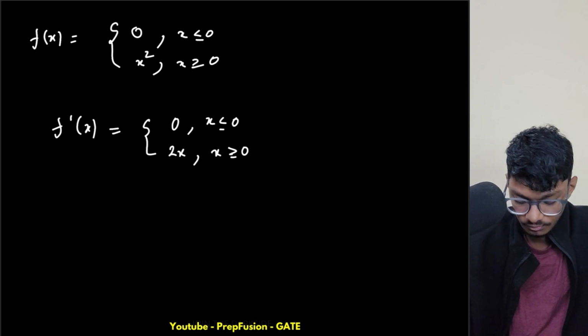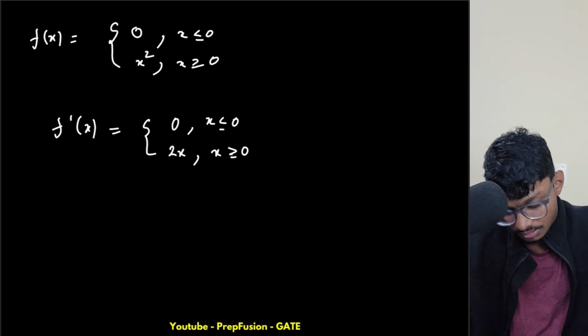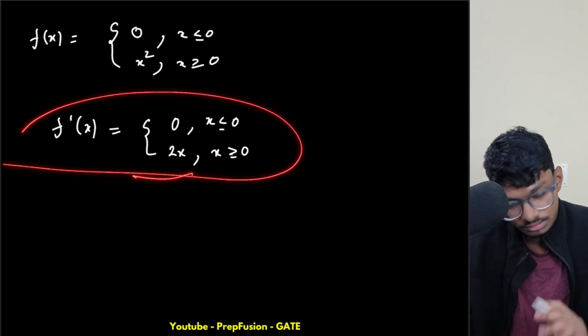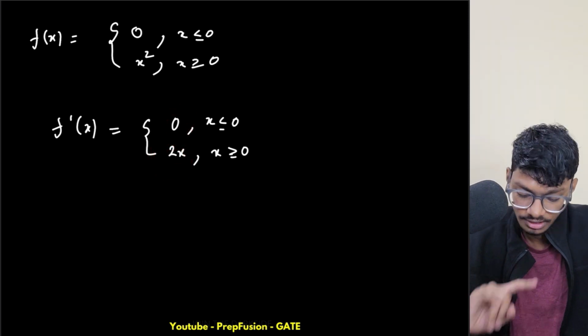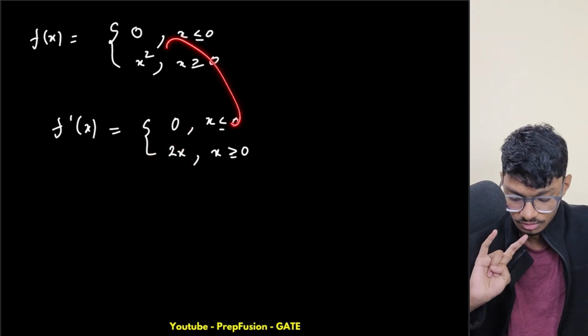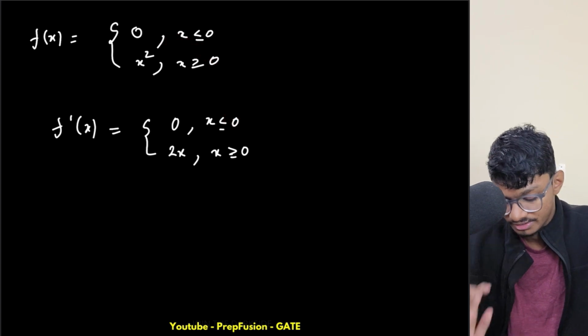Now what do we see? At x equals 0, this is continuous, because at x equals 0 this is 0 and this is also 0. So the left hand limit and right hand limit are the same. So yes, it is differentiable.